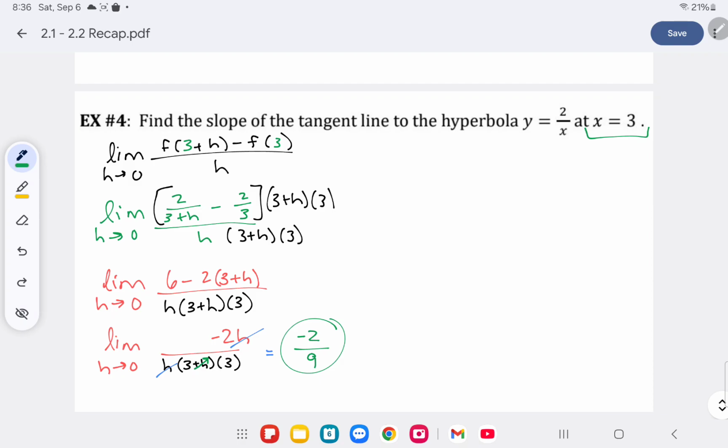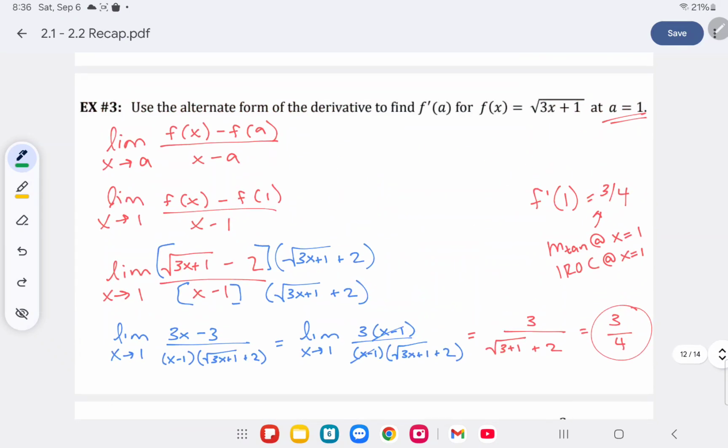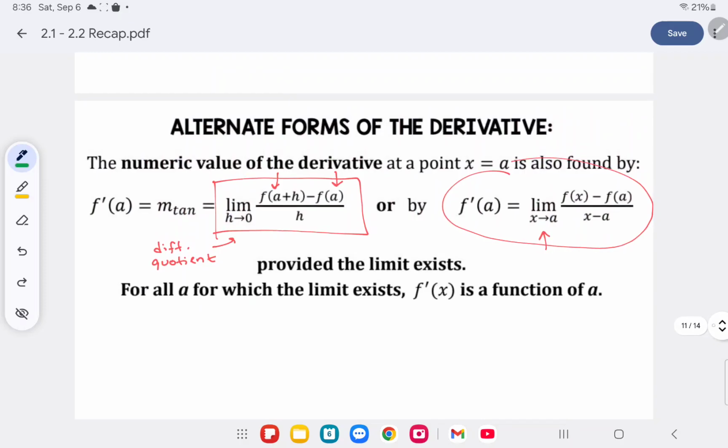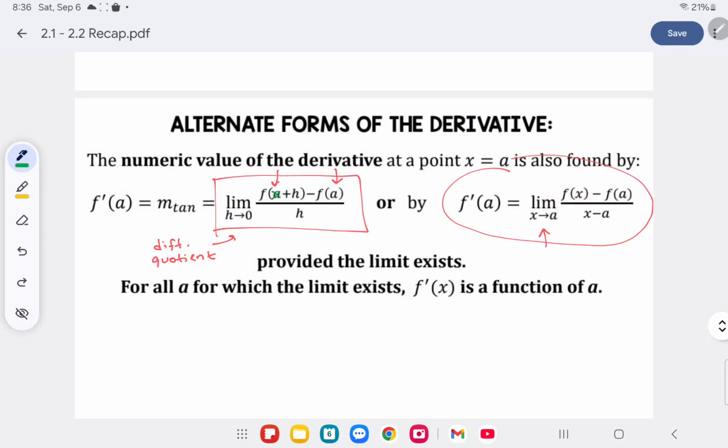So both the difference quotient and that alternate form work when we're finding the derivative at a point. And then when we are finding a derivative function, we need to use the definition of derivative, which is basically the same thing as the difference quotient, but these are x's instead of a's. And that gives us a derivative function, which tells us the derivative at any point. We can just plug in the point after.